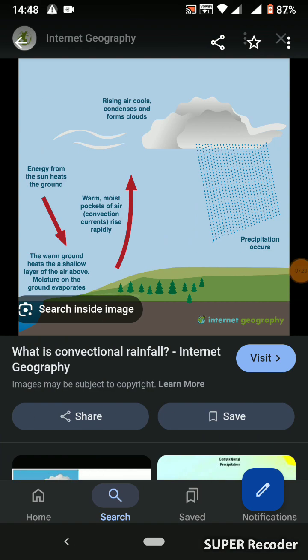First is convectional rainfall. When a mass of air comes into contact with the heated surface of the earth, it also gets warm and rises in the form of vertical air currents. After reaching the upper layers of the atmosphere, the hot air expands and loses heat. It cools, condenses and forms cumulus clouds.